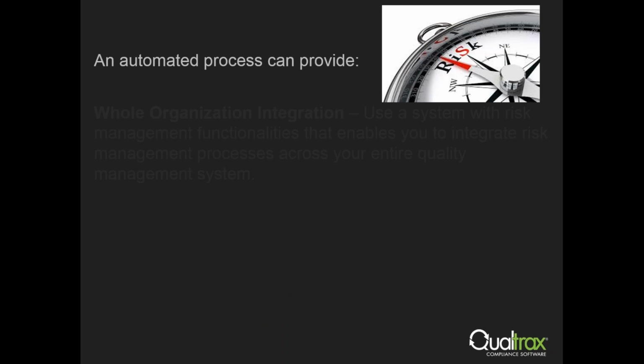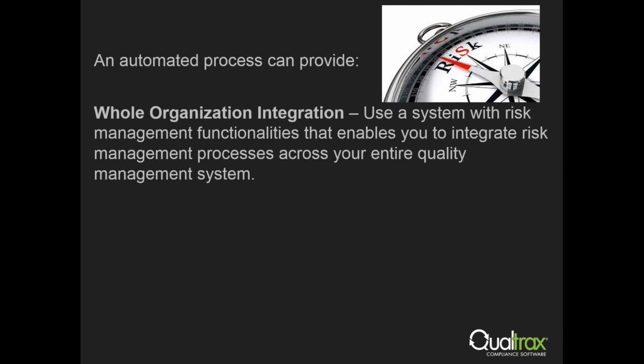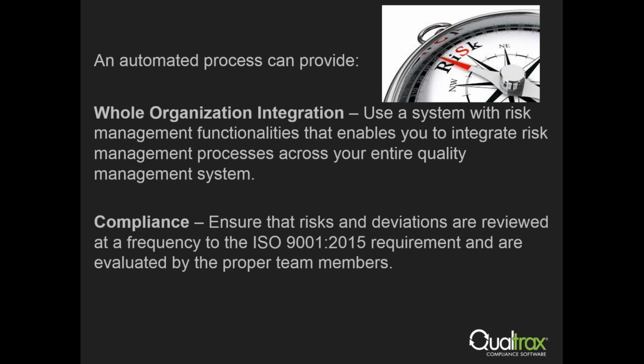Automated processes can provide a multitude of things for us. The first being a whole organization integration. Using an automated system that has risk management functionalities truly enables you to integrate risk management processes across your entire quality management system, which is really important. An automated process can also provide compliance. It seems pretty obvious, but it does ensure that the risk and deviations are reviewed, not only reviewed, but also at a frequency and evaluated by the right team members.